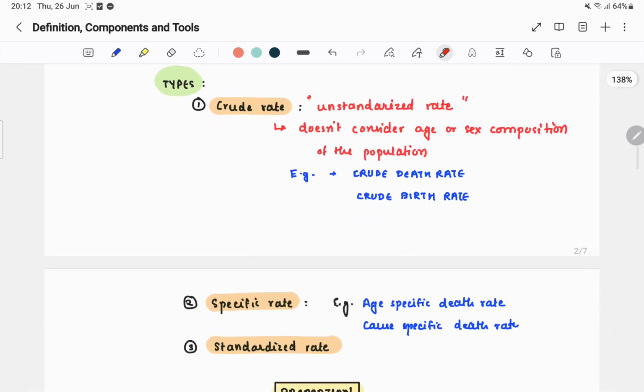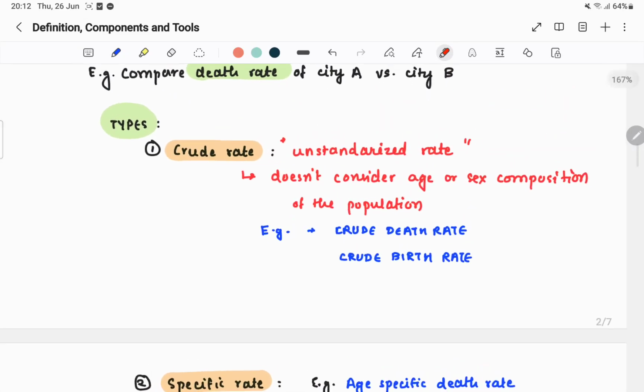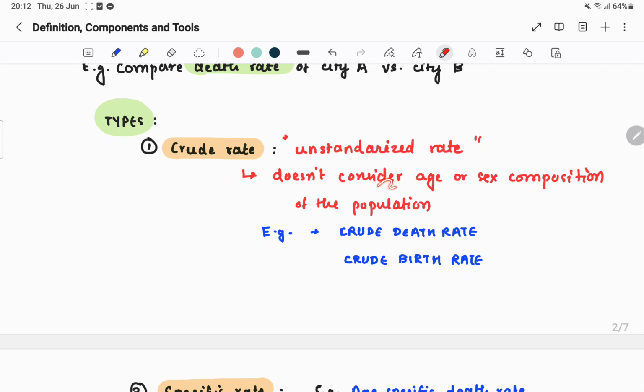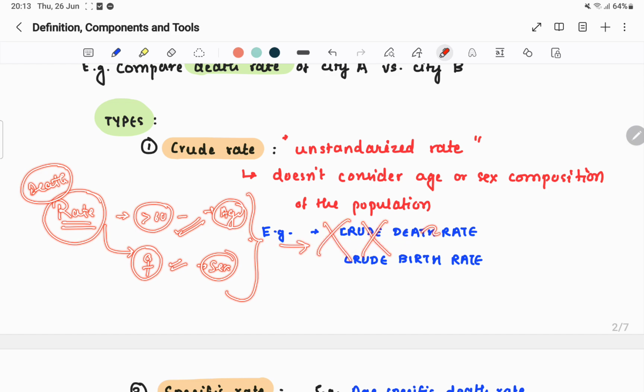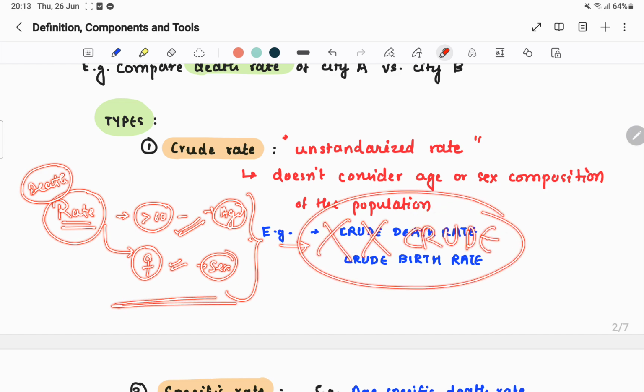So what are the types of rate? One is a crude rate, one is a specific rate, one is a standardized rate. Standardized rate is not much needed. Let's talk about crude rate. This is unstandardized. It does not consider age or sex composition of the population. Let's say death rate is measured based on how many people over 60 died. This is age. How many females died, this is sex, based on sex composition. Okay, these are not crude at all, because these are taking into account the age and the gender composition of the population.